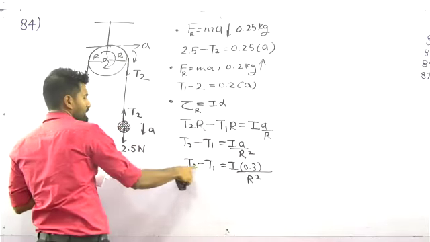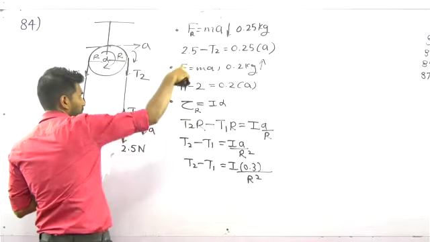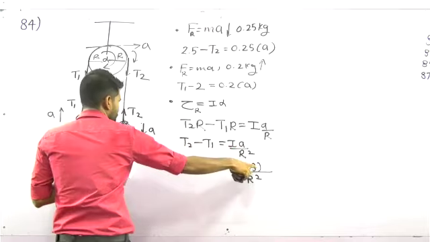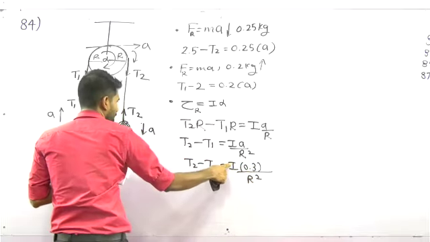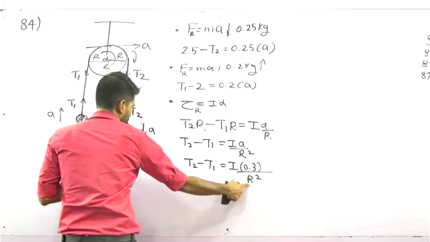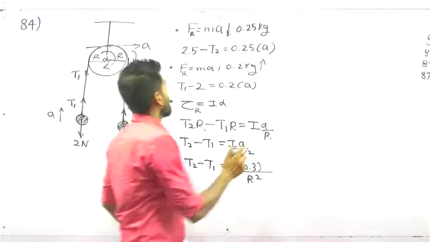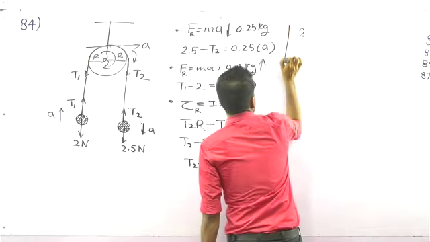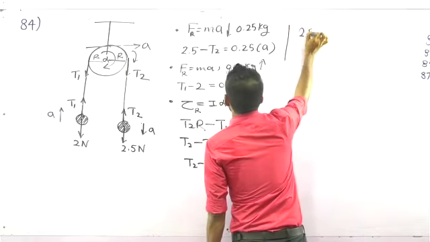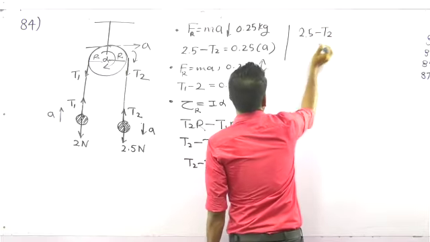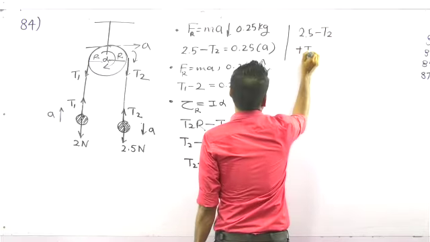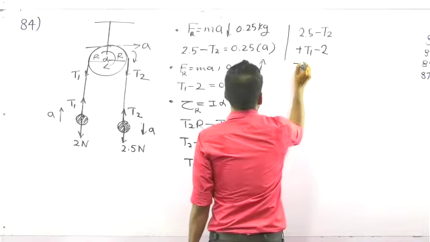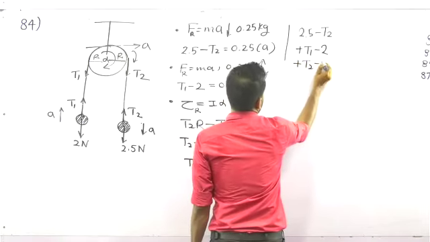I'm subtracting T2 minus T1 from the left side to be cancelled out with the above parts. And for this R, I took it to the right side, the bottom. Acceleration 0.3, R square is here. Okay. Now I'm adding the equations. 2.5 minus T2 plus T1 minus T2, T1 minus 2 plus T2 minus T1.